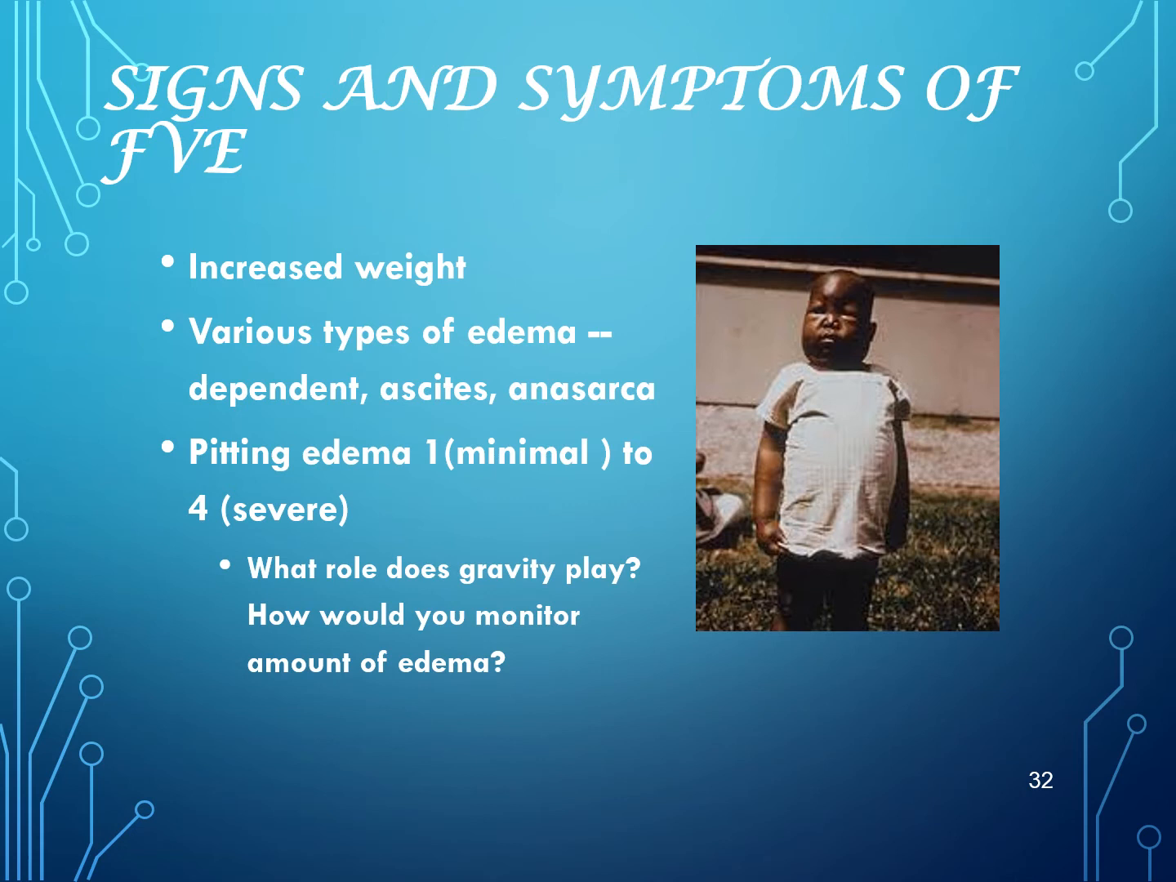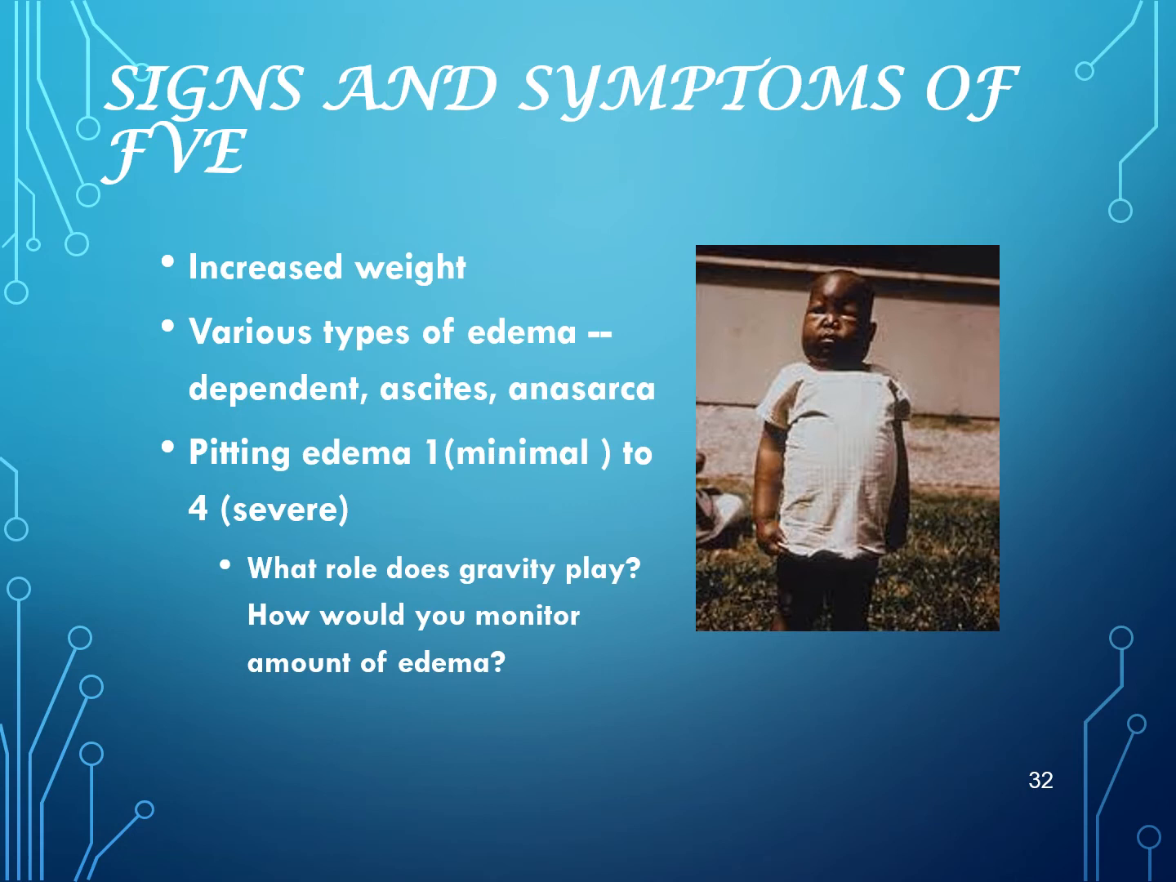Then we have ascites, and it's a form of third spacing where fluid moves into the peritoneal cavity. And this is the one that we were talking about previously with the issues with the liver. We see ascites a lot when there's issues with the liver.